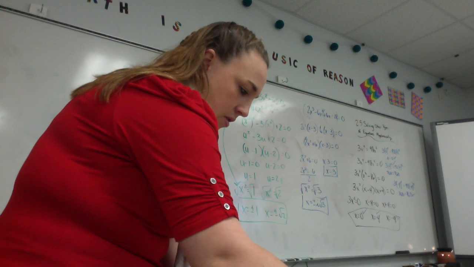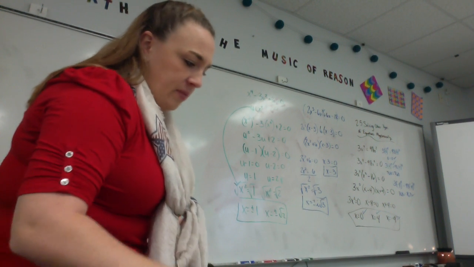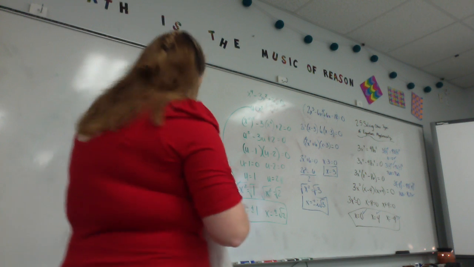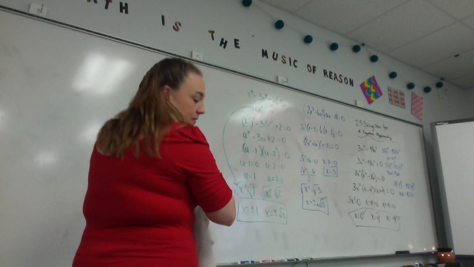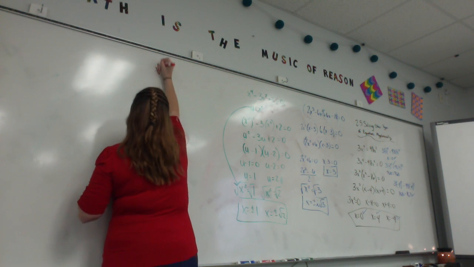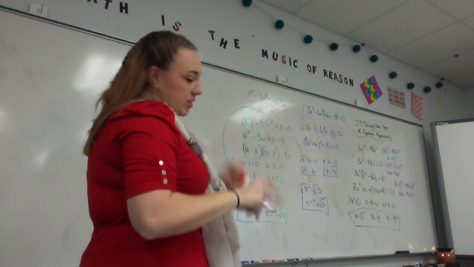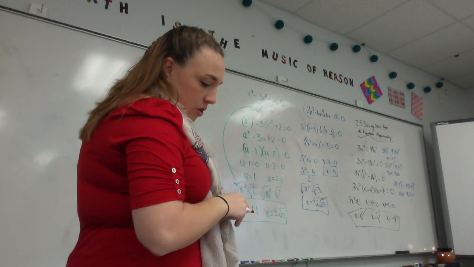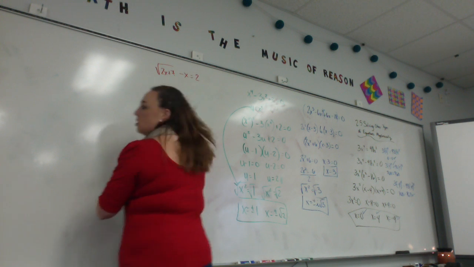Okay, last one, and then we'll save the rest for tomorrow. We'll do 4 examples today and 4 examples tomorrow. If I have radical 2x plus 7 minus x equals 2.